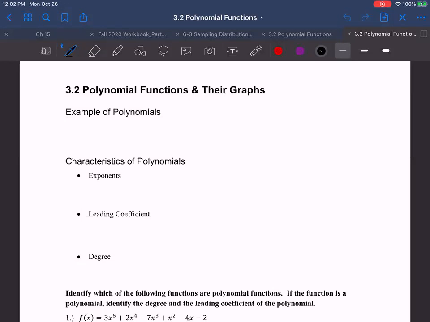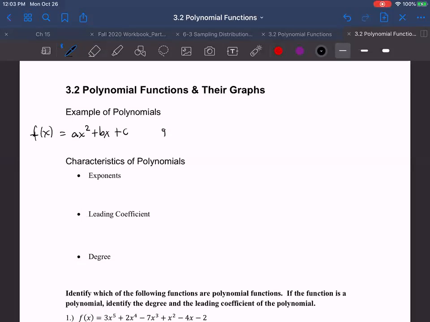All right, so what we're getting on to here is section 3.2. We're looking at polynomials and their graphs. If we look at some examples, the first one I can write down is actually what we were just doing, which is the quadratic functions. They are polynomials. Ax squared plus bx plus c, something of that form would be a polynomial.